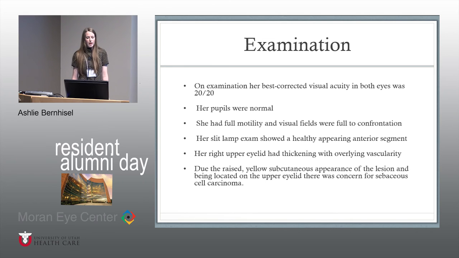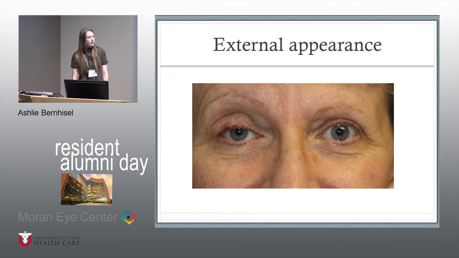She did have some overlying vascularity on the upper lid, some erythema, and there was concern that this could be sebaceous cell carcinoma due to the thickened eyelid and the yellow and inflamed appearance of that lid. So here's her appearance. Again, you can appreciate the ptosis on the right and just the really thickened eyelid, potentially losing some lashes here, some erythema.